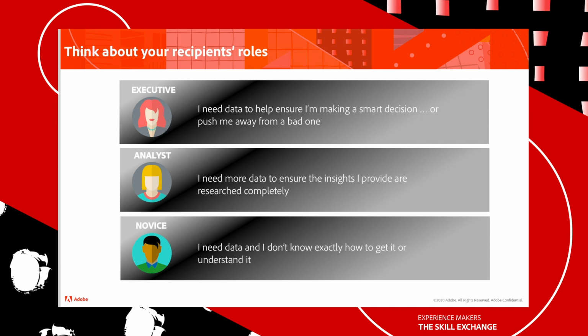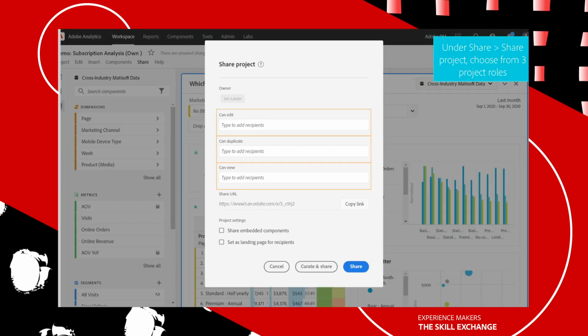So let's talk about the various sharing options you have with Analysis Workspace today. First thing I want to hit on is under the Share menu, the ability to share the project you've built. Now, this year we have expanded these sharing options quite a bit, and we expanded them into 3 different roles. So before you could share a project to just a set of recipients, and now you can put those recipients into Edit, Duplicate, and View roles.